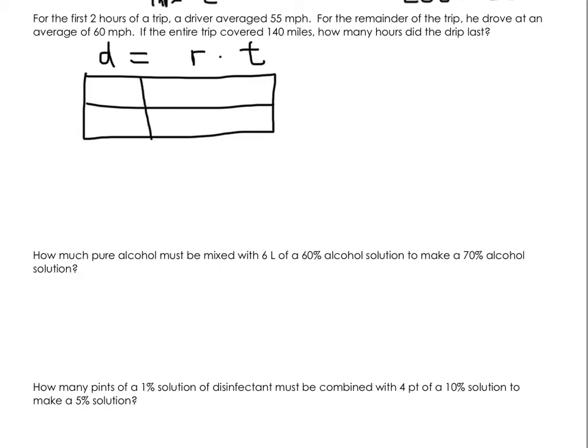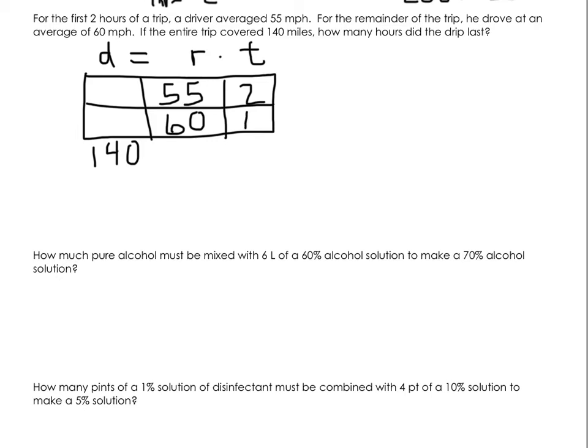So our trip has two parts. For the first 2 hours, that's time, of a trip, the driver averaged 55 miles per hour. For the remainder of the trip, he drove 60 miles per hour. The entire trip covered 140 miles. How many hours did the trip last?